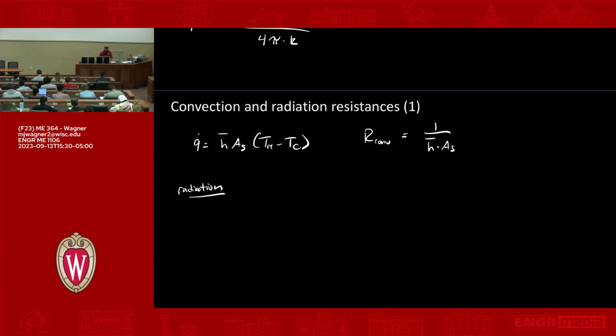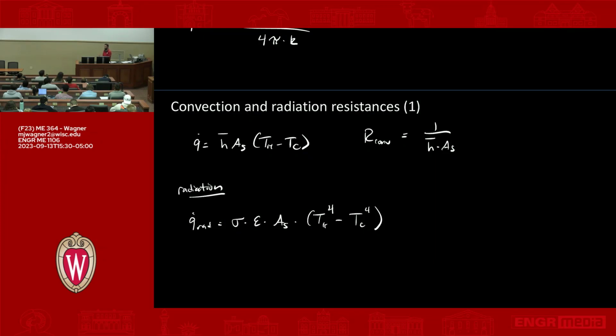So let me write the radiation equation. We have Q dot radiation equal to sigma times epsilon times A_s times (T_H to the fourth minus T_C to the fourth). So this one is sort of the same, but very different. Instead of a potential like high voltage to low voltage, high temperature to low temperature, now we have the potential to the fourth. So that's a problem, right? The resistance model kind of breaks down if you have this quartic term in there.